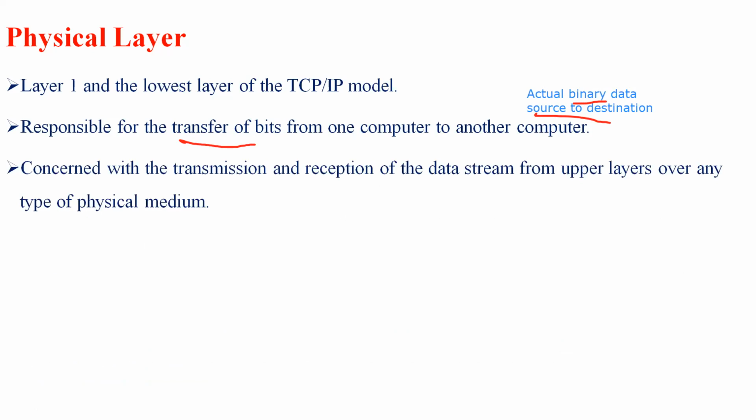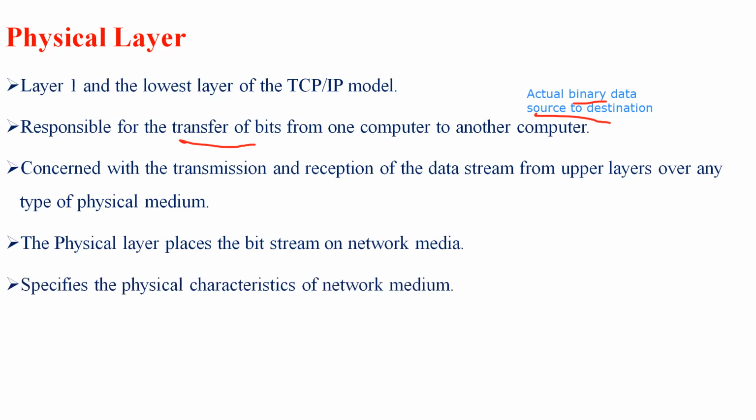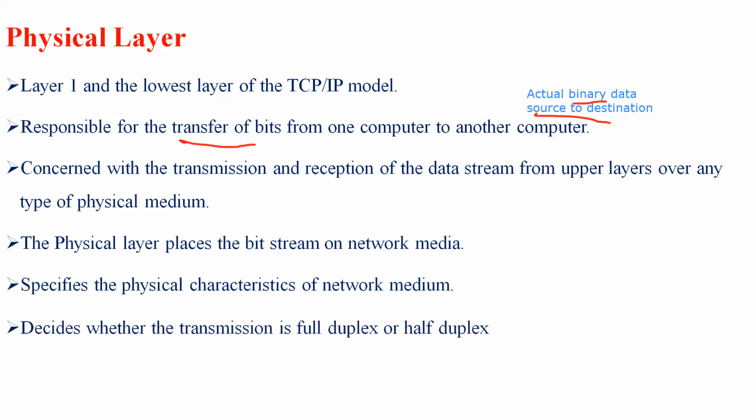So the physical layer is concerned with the transmission and reception of the data stream from the upper layer over any type of physical media. In order to transfer the bits of data from the upper layers to the lower levels, it will use some type of transmission media, for example a cable, wireless media or wired media. This physical layer places the bit stream on the network media. It also specifies the physical characteristics of the network media.